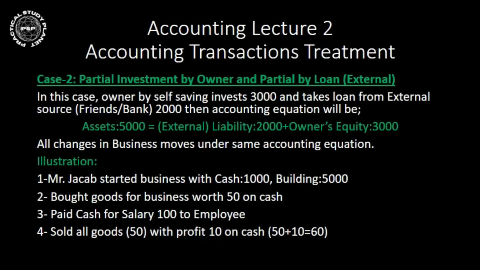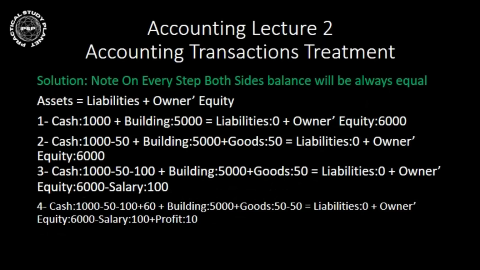For example, let's see an illustration. Mr. Jacob started a business with cash 1,000 and a building worth 5,000, bought goods for the business worth 50 in cash, paid cash for salary of 100 to an employee, and sold all the goods worth 50 at a profit of 10 in cash. So we will see the accounting treatment solution for that. What will it be?